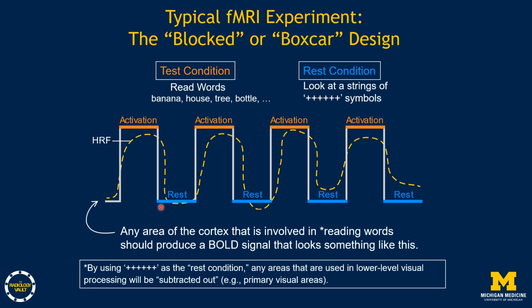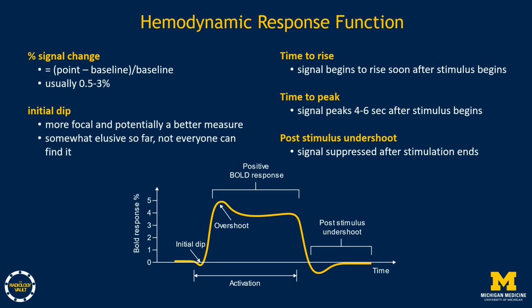So in this typical boxcar design, where there is alternate activation and rest, let's say the test condition is reading words like banana, house, trees, or bottle. The rest condition is looking at some sundry symbols and not thinking. That difference of activation will show up as the part of the brain which is working. Now the signal change is only 0.5 to 3%, which is very minuscule.